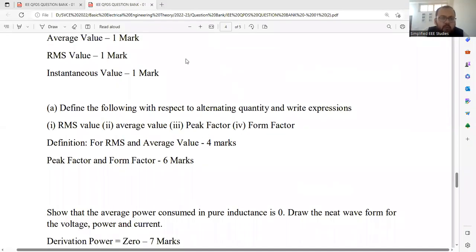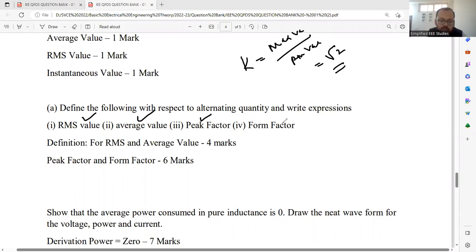Another important thing is to define RMS value. What is RMS value? Write with equations. The average value definition is available. Peak factor is the maximum value divided by the RMS value. You will get root 2. That is called the peak factor. Form factor I already mentioned.